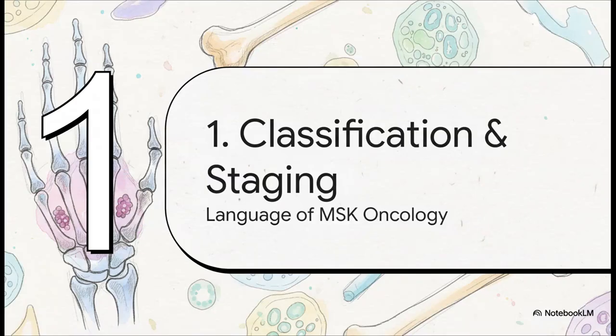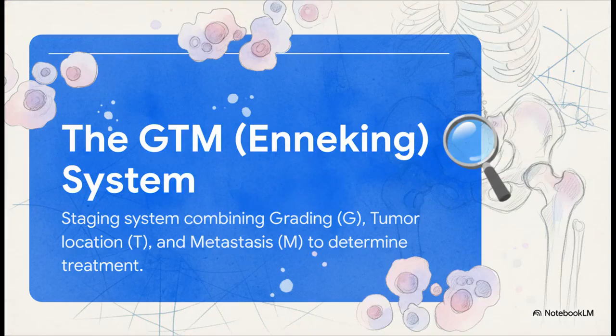First things first. Before you can even think about treating a tumor, you have to speak its language. You need to understand its biology and its potential. And for that, we need a standardized system that everyone uses. And that language is the GTM system, also known as the Enneking system. This is our foundation. And it's so critical because the final stage we get from this system is, without a doubt, the single most important factor that dictates our entire treatment strategy.